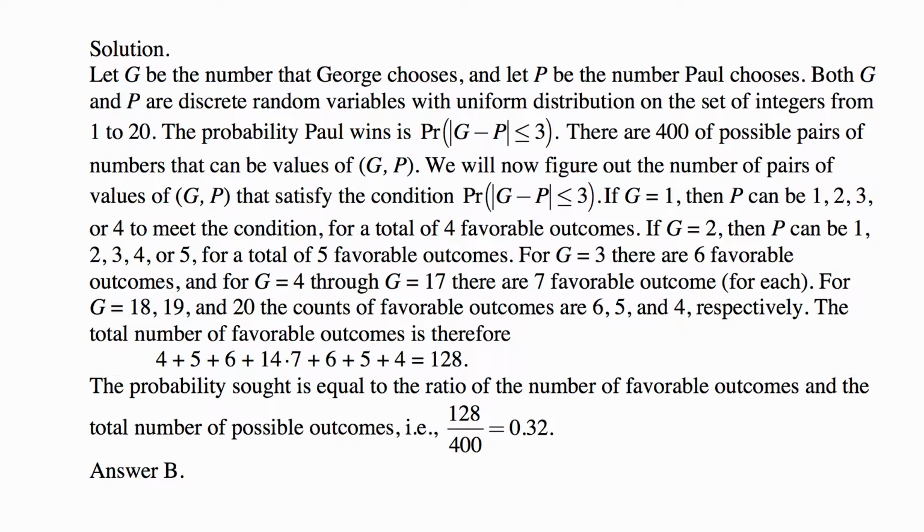The total number of favorable outcomes is therefore 4 plus 5 plus 6 plus 14 times 7 plus 6 plus 5 plus 4, so it's 128. And the probability we're looking for is equal to the ratio of the number of favorable outcomes to the total number of possible outcomes, so 128 over 400, which is 0.32, and that's answer B.